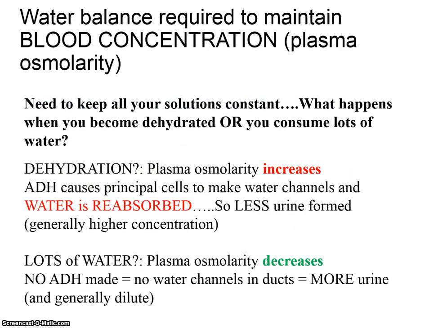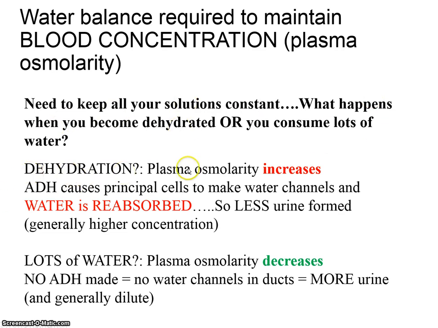So I say here, water balance is required to maintain blood concentration. Plasma has a certain osmolarity, how much stuff in how much water, because plasma is a liquid, and to keep liquid liquid, you have to have so much fluid, or water, basically for us. So I said, need to keep all your solutions constant, isotonic, and what happens when you become dehydrated or consume lots of water? Well, here are our scenarios.